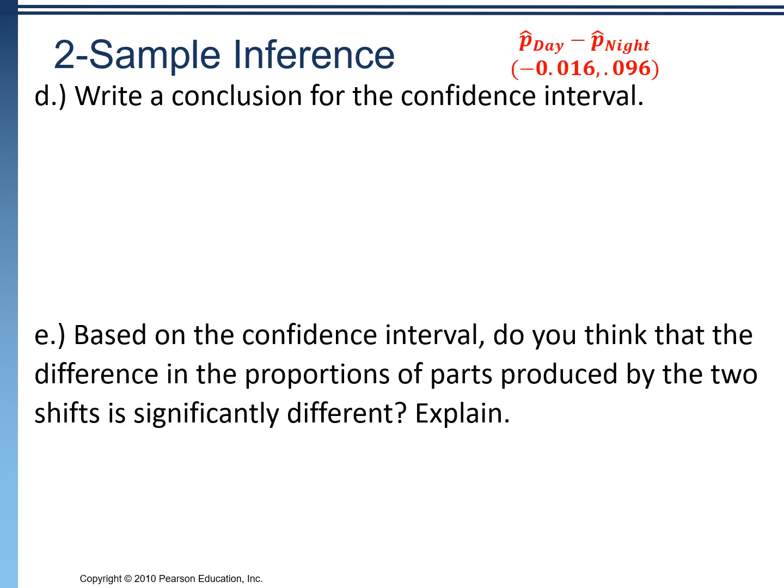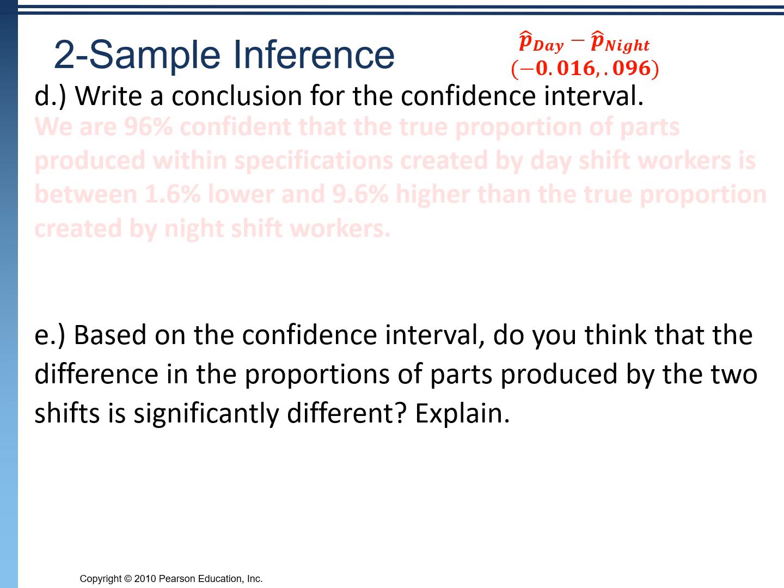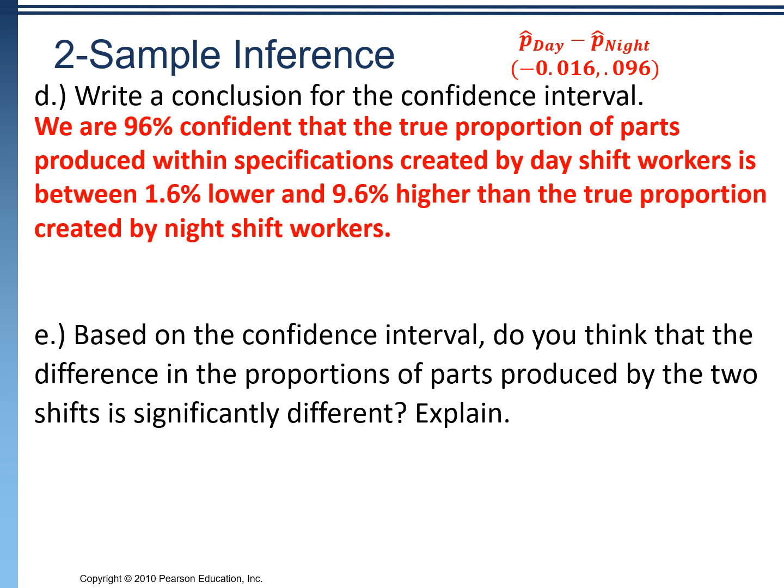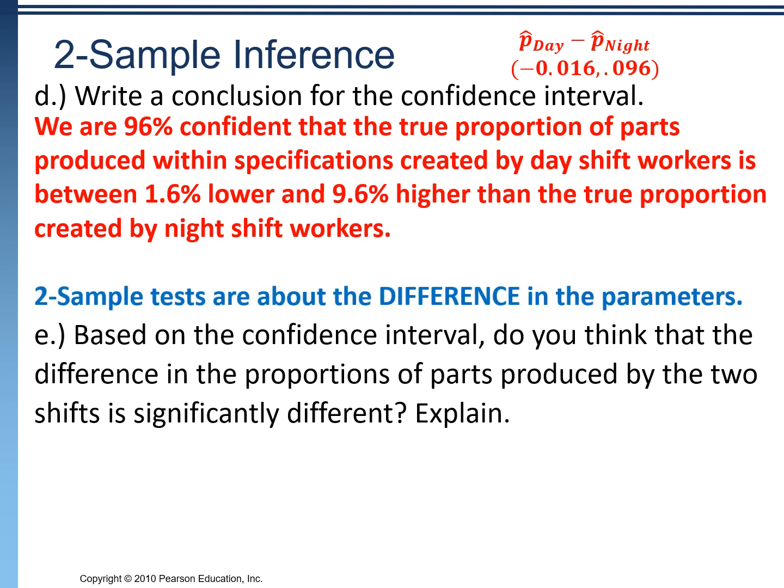If we're asked to write a conclusion, remember that with two sample inference problems, we're always talking about the difference in either the means or proportions. We are 96% confident that the true proportion of parts produced within specifications created by day shift workers is between 1.6% lower and 9.6% higher than the true proportion created by night workers. Again, this is about the difference in those parameters.